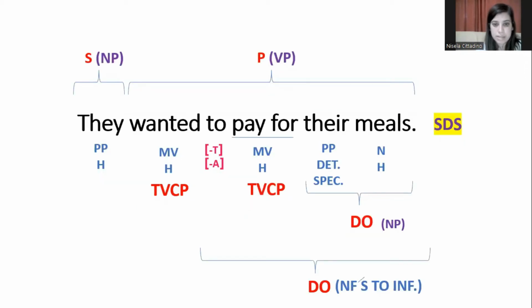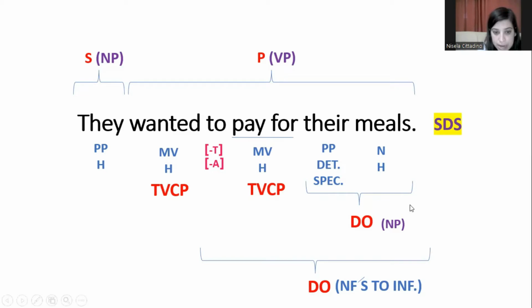Let us go to another sentence. They wanted to pay for their meals. They is the subject and the noun phrase. Wanted to pay for their meals is the predicate and the verb phrase. Okay? They is a personal pronoun and the head. Wanted is the main verb and the head of the verb phrase. And it is a transitive verb because it takes a direct object, of complete predication because it doesn't need an objective complement to complement the idea of the object.